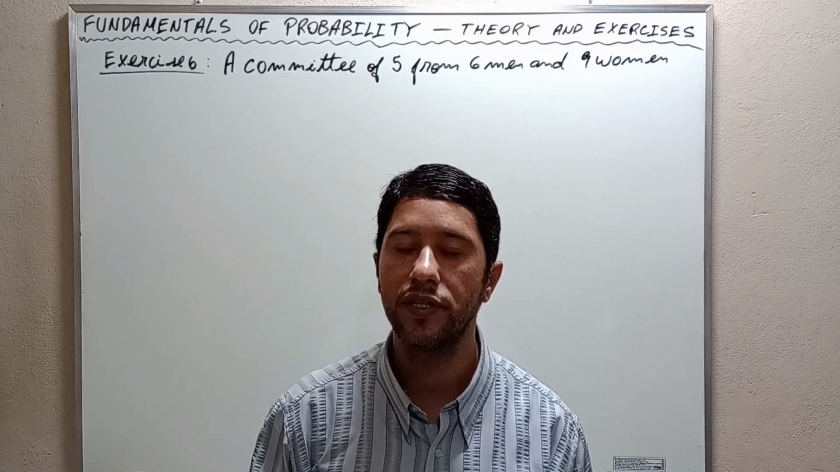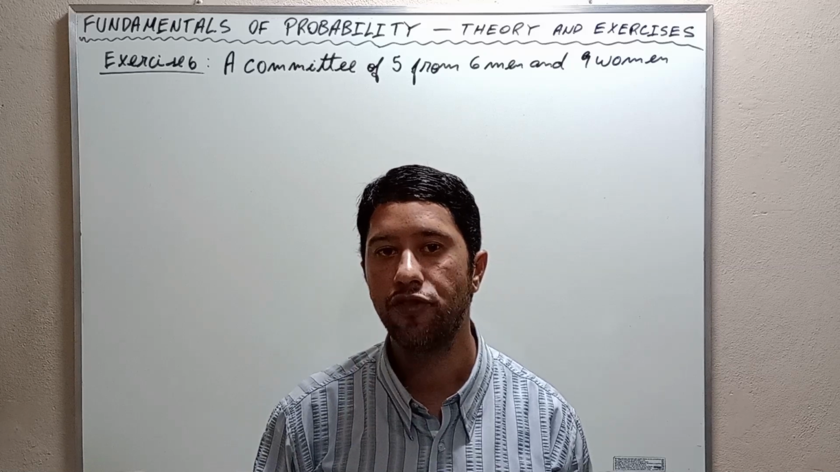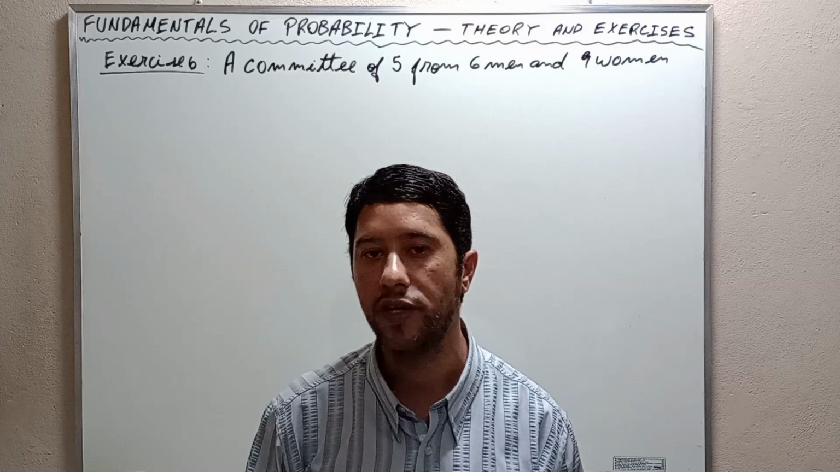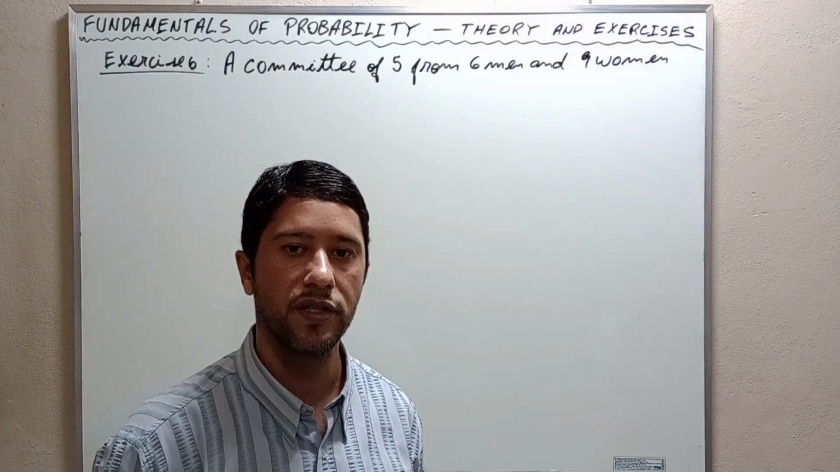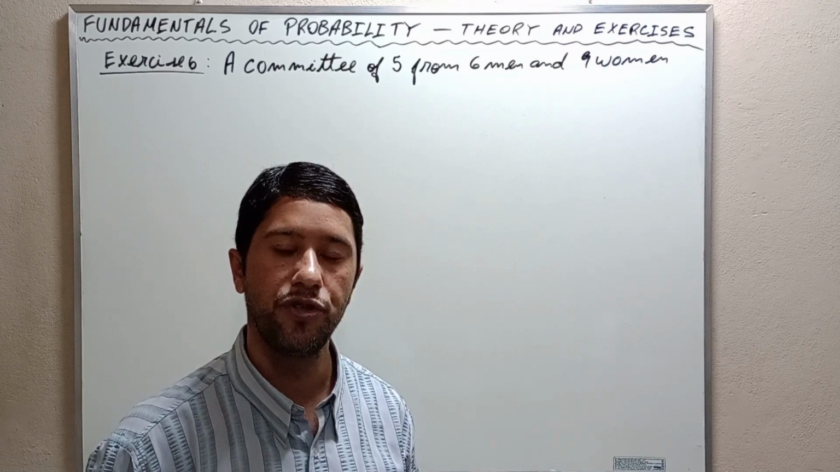Let's continue with the exercises, my friend. Let's go to exercise number 6. A committee of 5 is to be selected from a group of 6 men and 9 women. If the selection is made randomly, what is the probability that the committee will consist of 3 men and 2 women? Okay, my friends, this is the exercise. Let's go to the solution.